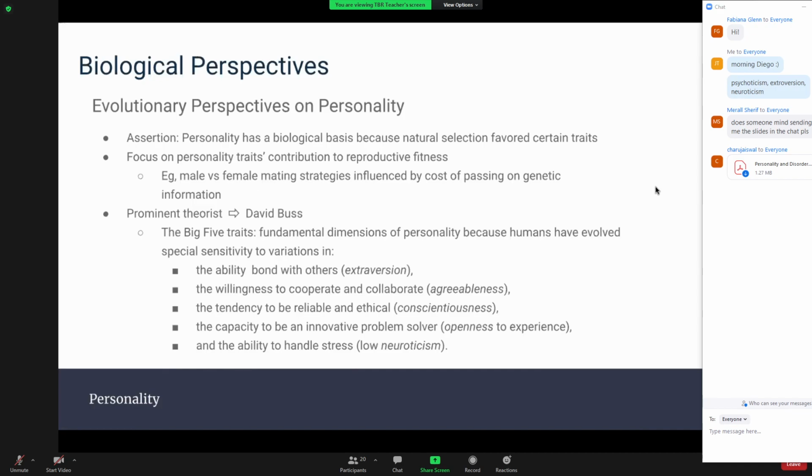Likewise, with males, the cost of passing on genetic information is much, much lower, primarily because human males don't get pregnant. And so personality traits would look different when it comes to reproductive fitness. I don't have any specific one, but in my mind, male personality traits of reproductive fitness would be something of dominance, trying to find as many mating partners as possible, and lower levels of attachment.